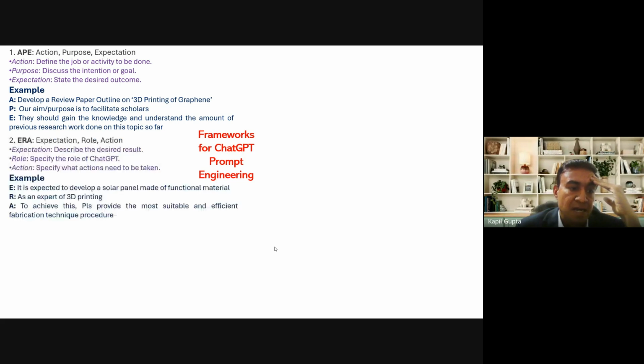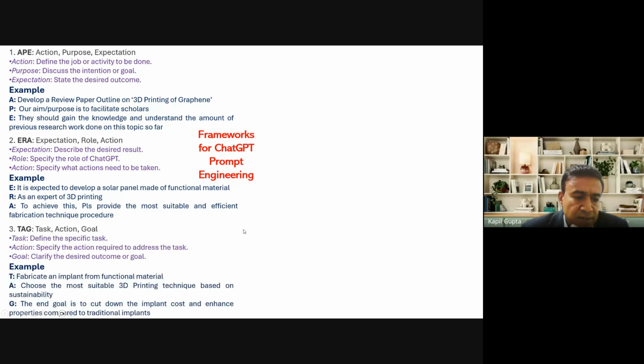Number 2 is ERA: Expectation, Role, Action. Expectation describes the desired result. Role specifies the role of ChatGPT or any other AI generator. And action specifies what actions need to be taken. The example which I have prepared: it is expected to develop a solar panel made of functional material, maybe graphene or some part of graphene. As an expert of 3D printing, to achieve this, please provide the most suitable and efficient fabrication technique and procedure.